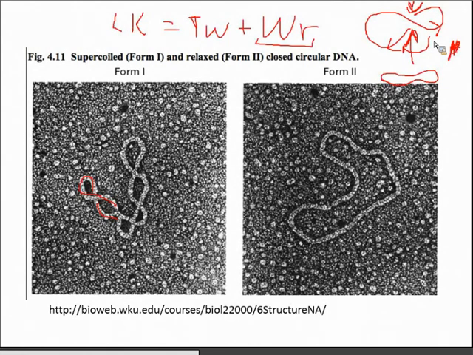Similar for twist, twist does not need to be an integer. We may have some twist in here, probably a lot of twist, but it probably won't be exactly an integer in terms of how it's twisting. Linking number, however, has to be an integer. So this has to be a whole number. We can't have half a linking number.